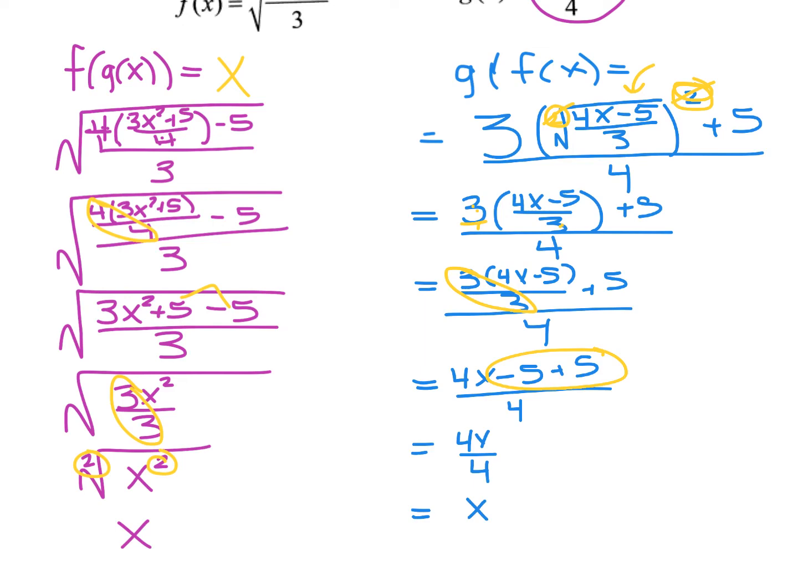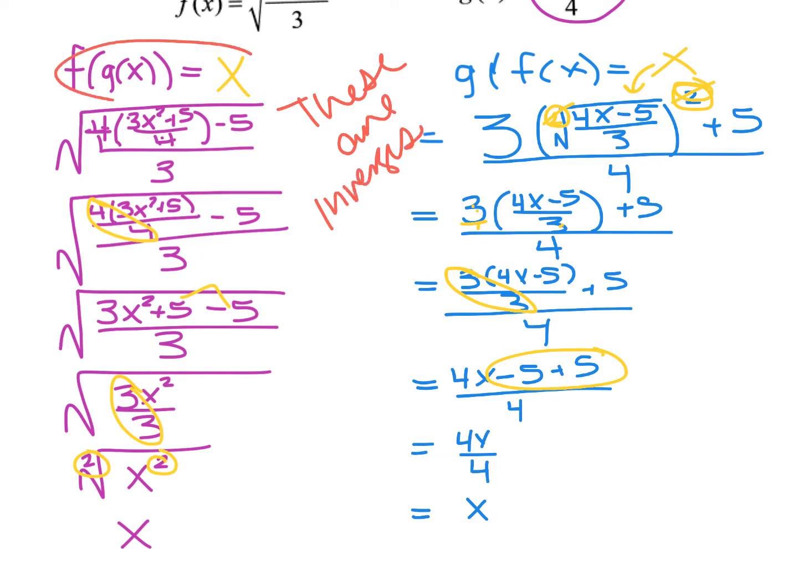So at the end of the day, we have g of f of x also equal to x. So what we can say is these two functions are inverses because f of g of x equals x and g of f of x equals x.